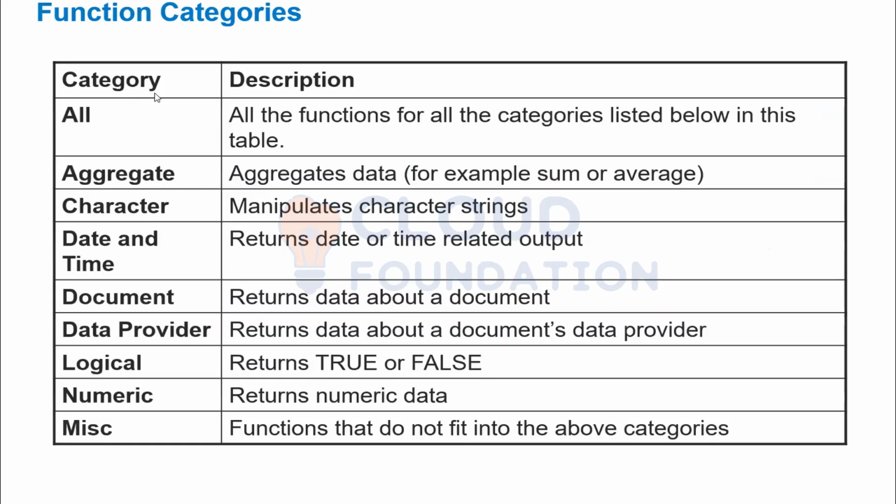And these are the function categories which Web Intelligence supports, like aggregate functions such as minimum, maximum, sum, average, character functions like substring, length, position, date and time functions, document functions. So these are the kinds of functions available for the creation of variables.